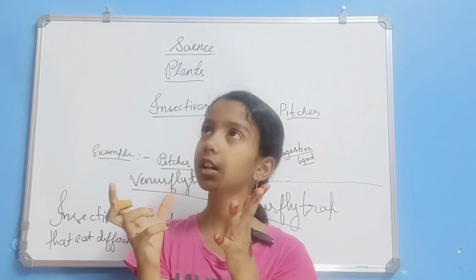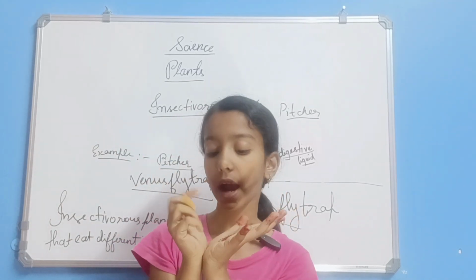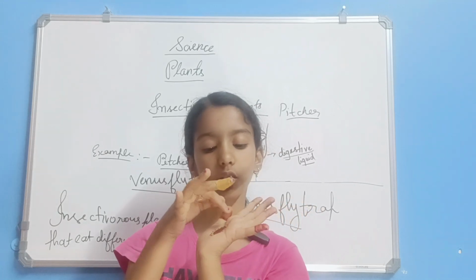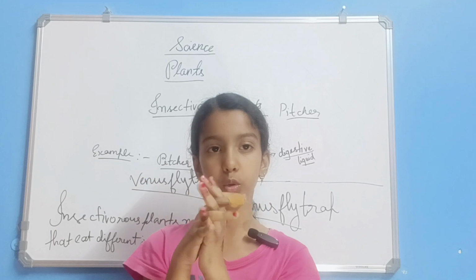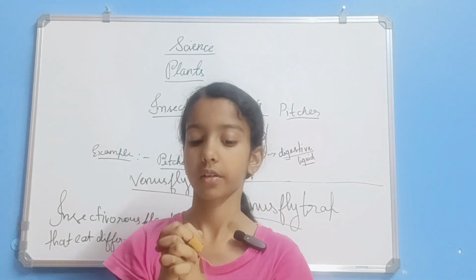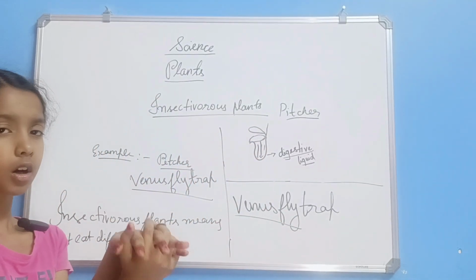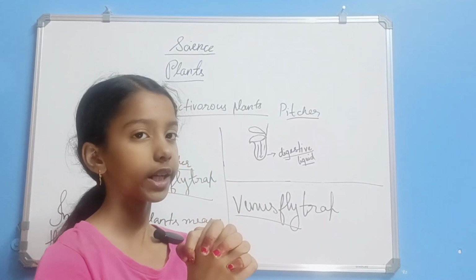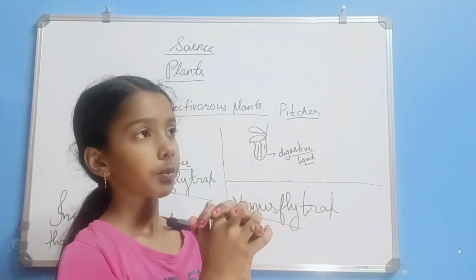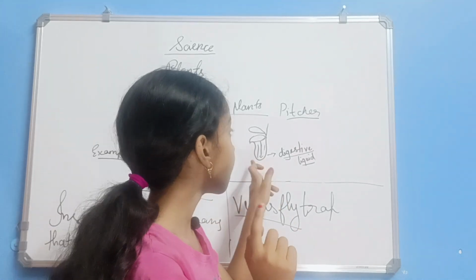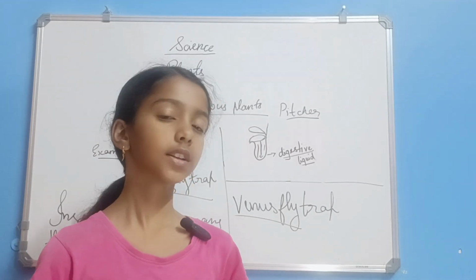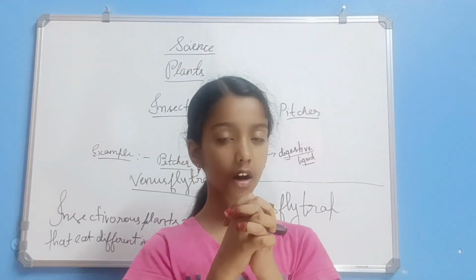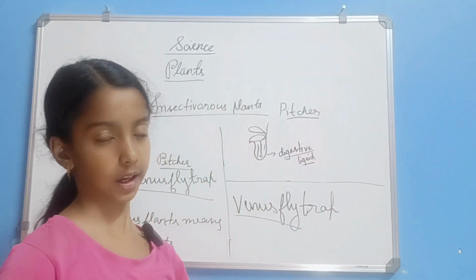From that, the insects are attracted and come and sit. And when an insect touches one of the hair-like things, the plant gets a signal to close like this. So it will close, and it will release the digestive liquid of the Venus flytrap. Just like the pitcher plant takes all the nutrients from the insect, the Venus flytrap will take all the nutrients from the insect.